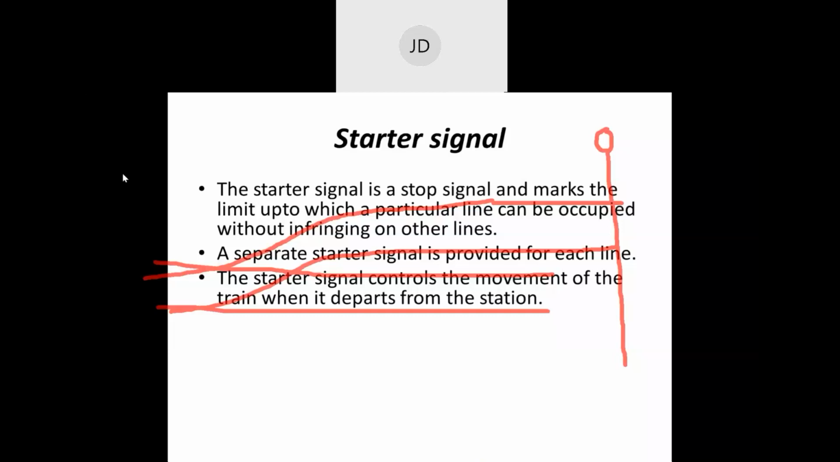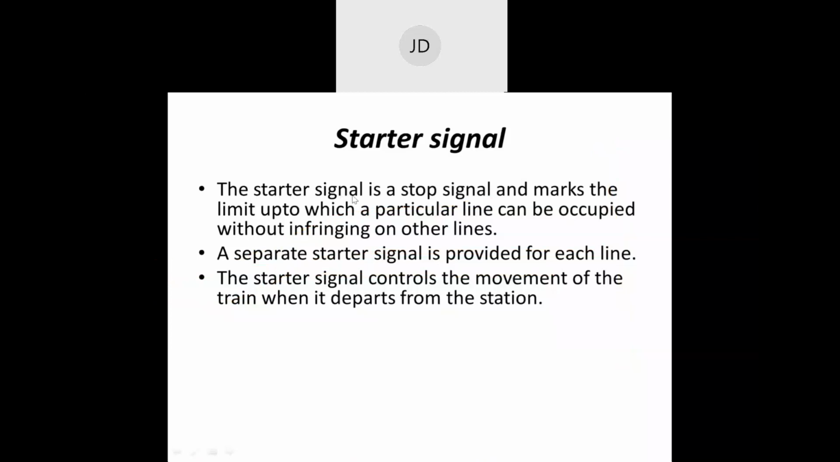So what is the basic idea about the starter signal? It is a stop signal and marks the limit up to which a particular line can be occupied without disturbing the other line. A separate starter signal is provided for each line. That means, just similar to the home signal, the starter signals depend on the number of branch lines. For each branch line, a starter signal is installed. The starter signal controls the movement of the train when it departs from the station.